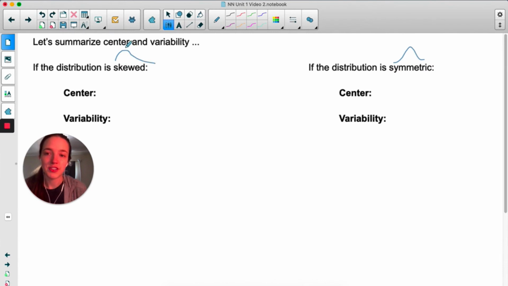If the distribution is skewed, using the mean as a measure of center is a little bit misleading because the mean gets dragged out towards the outlier. So if you have a skewed distribution, you should use the median to describe the center, simply because the mean is not resistant to those outliers, so the median is going to give you a better representation of the true center. If the distribution is symmetric, go ahead and use the mean.